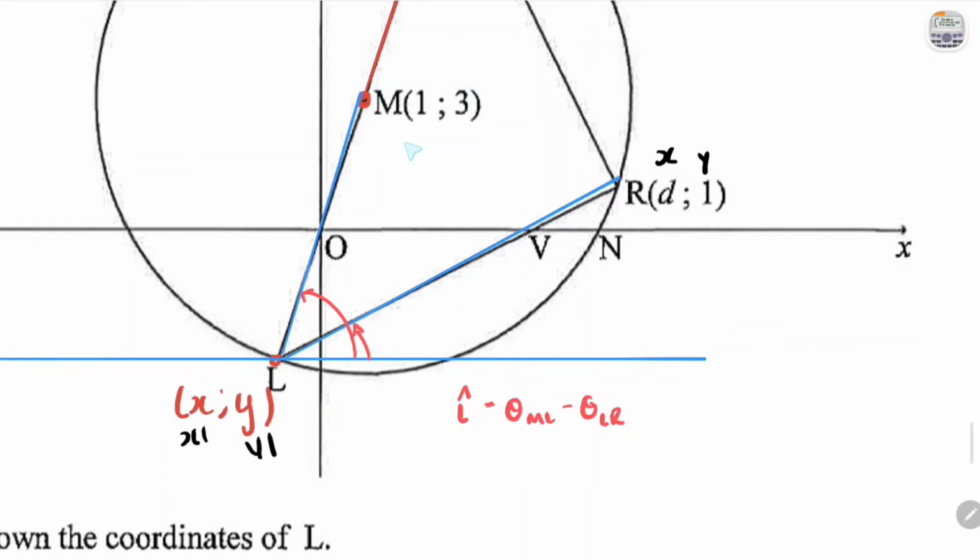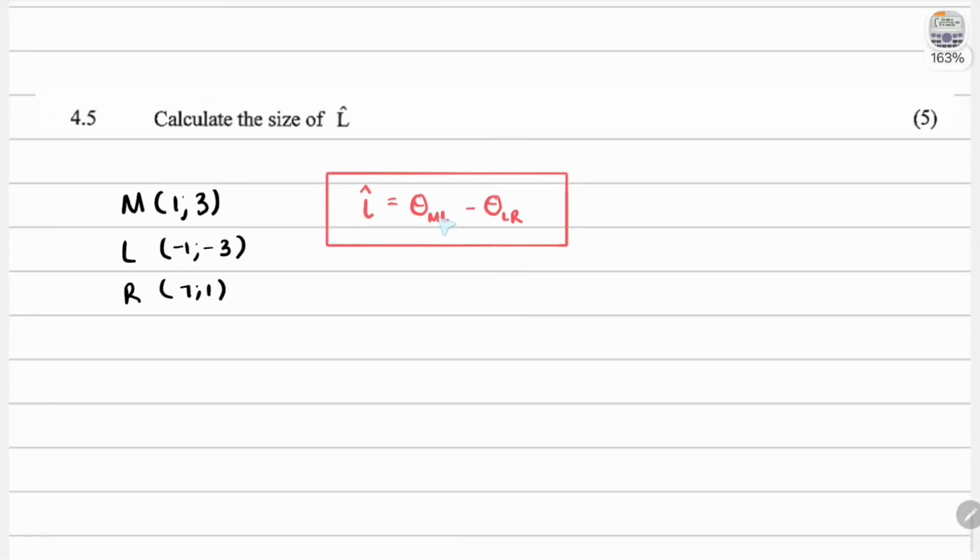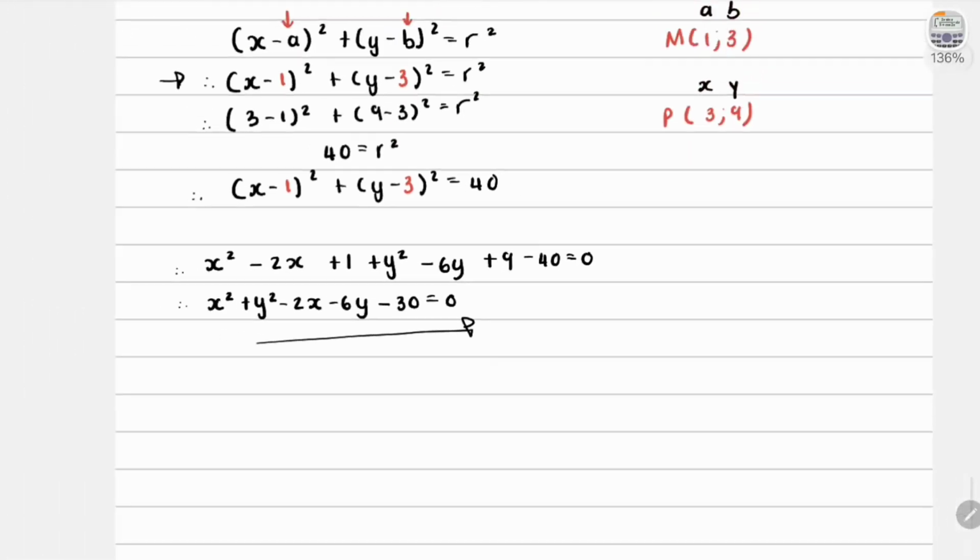Along with that, we'll need these points M and L, R and L. Okay, so basically like this. Now we just need to find out if we have any of these gradients already. So let's look, do we have ML and do we have LR?